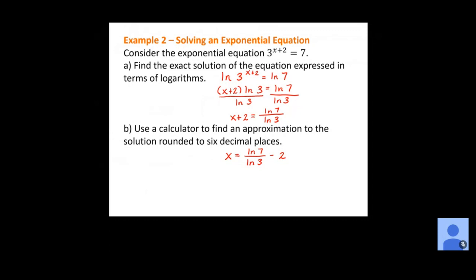Any questions on that one? Just part A. All right, and then part B is just saying use a calculator, and it asks us to round to 6 decimal places. So we're going to put in exactly what we've got here, the natural log of 7 divided by the natural log of 3, and then minus 2.